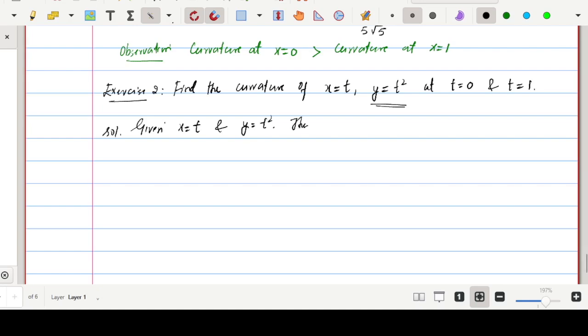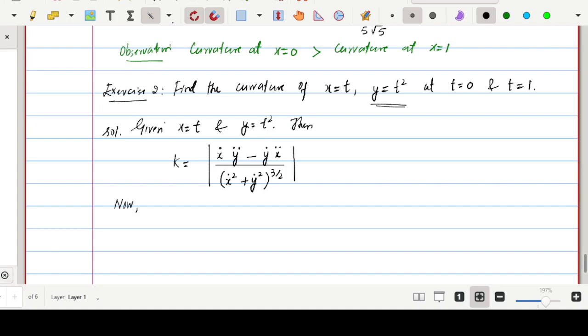So then curvature kappa, this is, as we have already known, defined as modulus of x dot y double dot minus y dot x double dot, whole divided by x dot square plus y dot square, और नीचे का होल पावर 3 by 2, और इस पूरी चीज का हमने मॉडुलस फिर लेना है. So now let's evaluate all these quantities one by one.